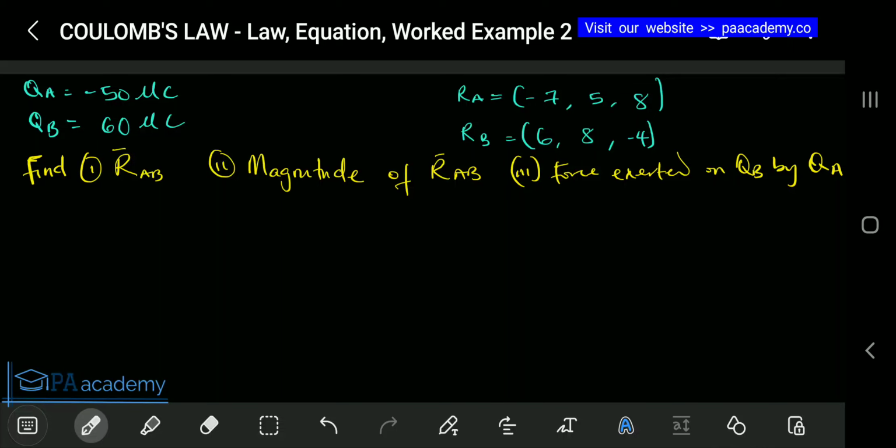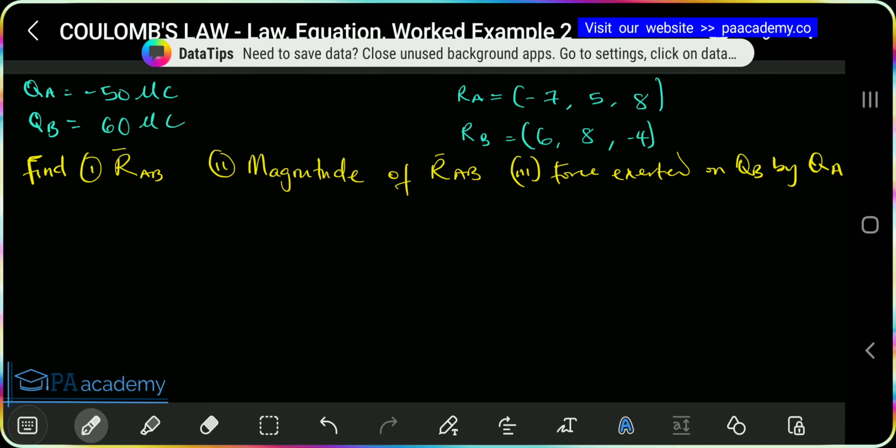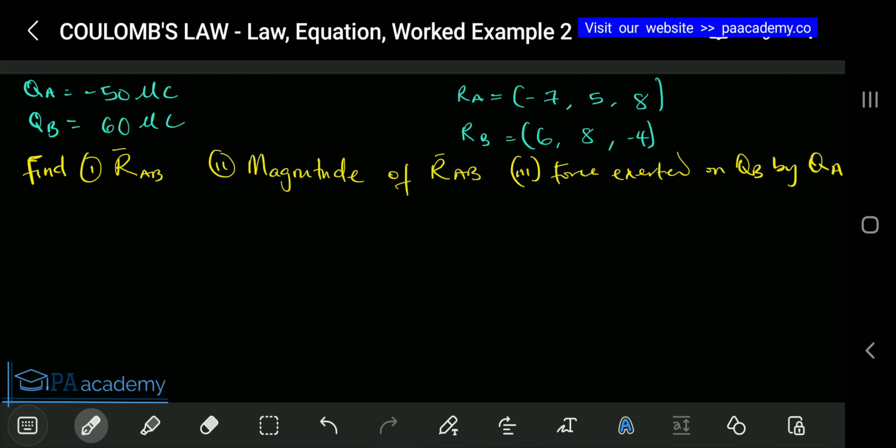So in this video, this is the second example we are going to be looking at under Coulomb's law. I've just saved ourselves the story of the question and brought us the values that we actually need to answer it. I already picked out the values of QA, QB, RA, and RB. The question asks us to find the unit vector RAB, the magnitude of RAB, and the force exerted on QA by QB.